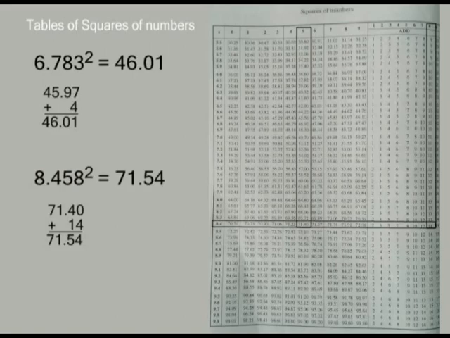From this table, you realize you can only find the square of numbers with a maximum of 3 decimal places. So if there are more, you have to round off the number.